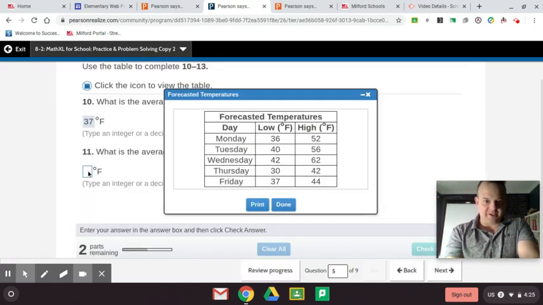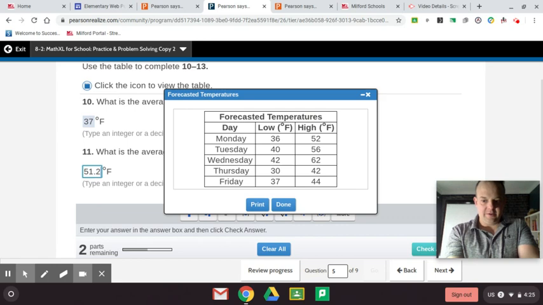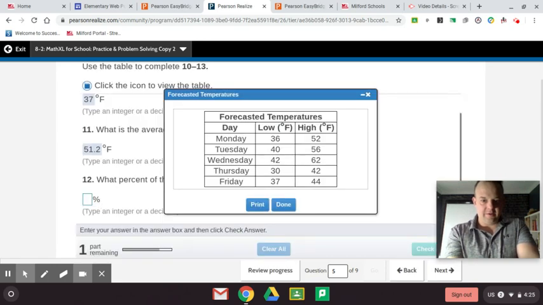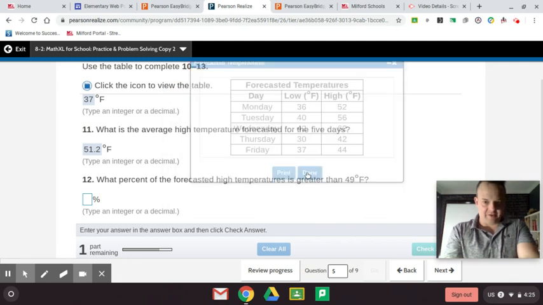And this one probably says the average high. 52 plus 56 plus 62 plus 42 plus 44, and divide by 5. 51.2 is what I got. Oh, okay. I really like what they're doing here. I'm just going to cut that off.